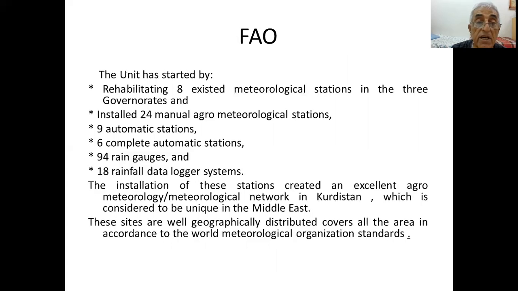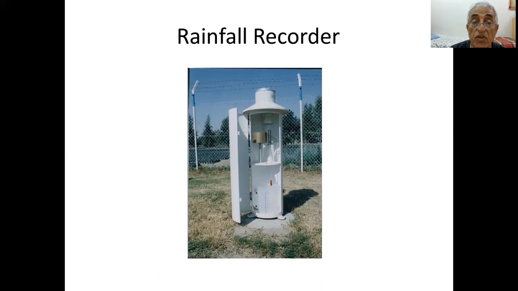The unit started by rehabilitating 8 existing meteorological stations in the 3 governorates, installed 24 manual agro-meteorology stations, 9 automatic stations, 6 complete automatic stations, 94 rain gauges, and 18 rainfall data logger systems. The installation of these stations created an excellent agro-meteorology or meteorological network in Kurdistan, which is considered to be unique in the Middle East. These sites are well geographically distributed, covering all the area in accordance with the World Meteorological Organization standards. And this is a rainfall recorder and totalizer, recording the amount of rainfall on a daily basis.